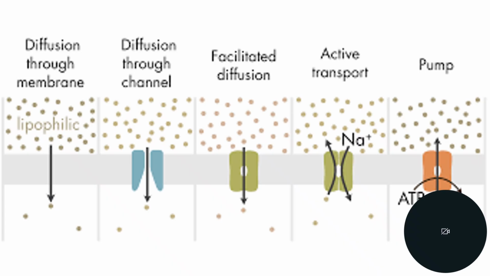So on this slide, I have passive and active transport. I don't have any bulk transport on here. So our first three that we see on this slide, the diffusion through a membrane, diffusion through a channel, and facilitated diffusion, are all types of passive transport because there's no energy involved. But if you look at our last two, the active transport and the pump, both of these things require energy to move particles, so we're going to call those active transport because it's an activity.